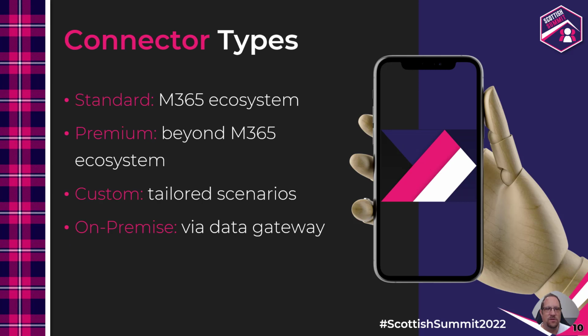As for connector types, why do they matter? Because they will define what type of license you may need for your Flow or your Power Apps app. So the standard connectors, those are part of the Microsoft 365 ecosystem. So you can think of SharePoint or Outlook. Those are standard connectors. As for premium, anything else outside of the Microsoft 365 ecosystem is a premium connector. And that's when you usually have to consider a full-fledged license. Here you can think of Dataverse, for example.